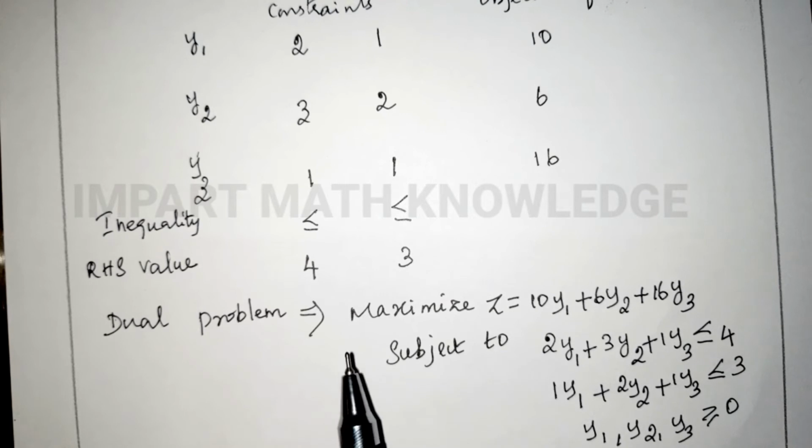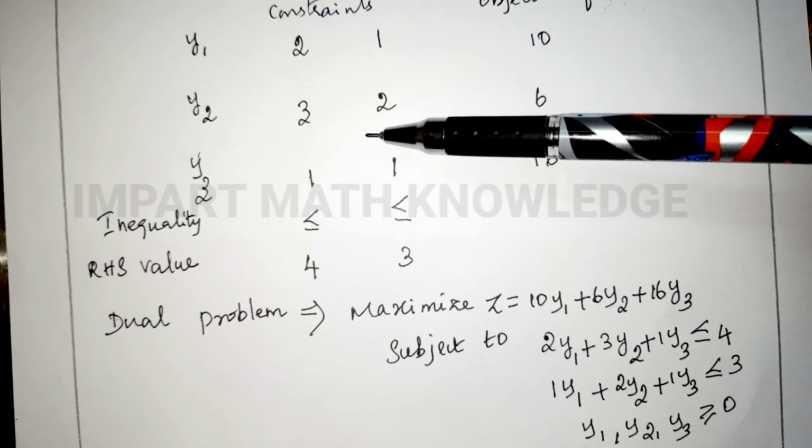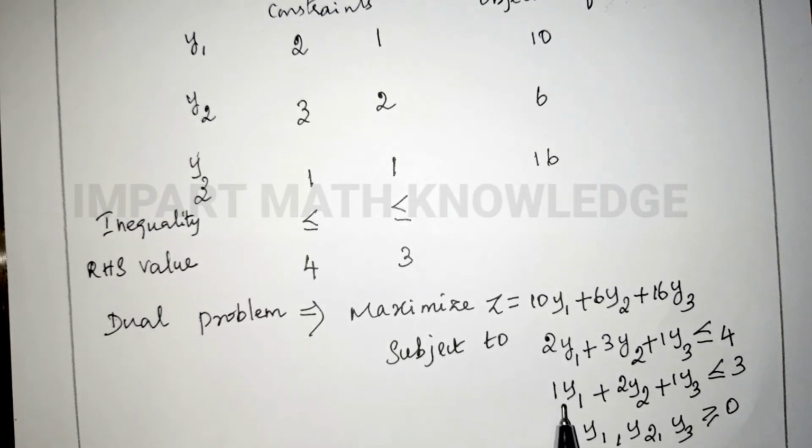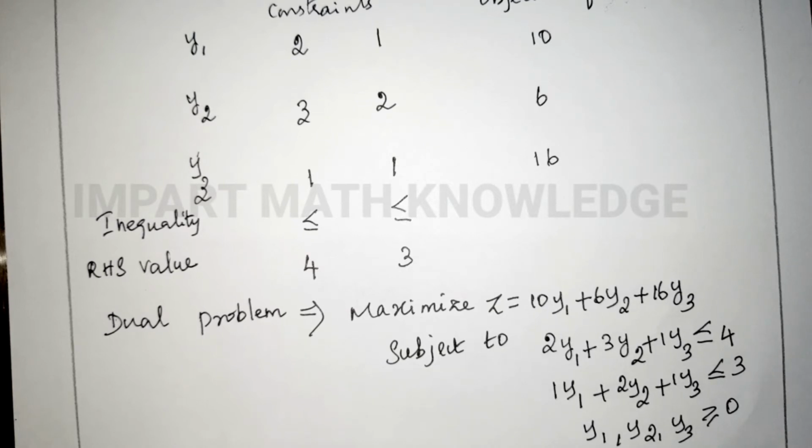The primal problem is minimum, so the dual problem is maximum. The coefficient matrix of the constraints in the primal problem is the transpose of that in the dual problem. The objective function values come to the right hand side. This is the dual problem for the given primal problem.